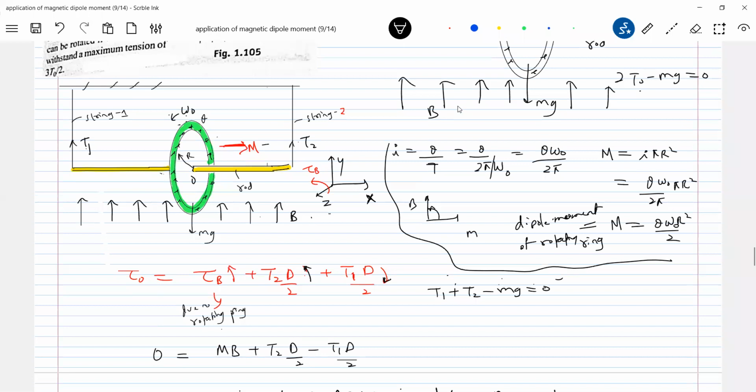And which string's tension should increase, T2 or T1? T1 should increase, no? So therefore I should assume T1 is 3T naught by 2, and T2 will be T naught by 2. What is the reason for that? The sense in which you give the angular velocity determines which tension should be taken as 3T naught by 2. Is it okay?